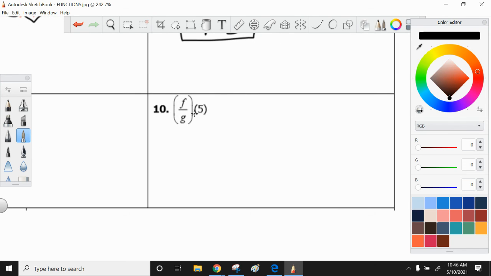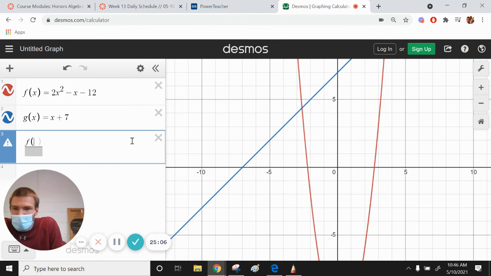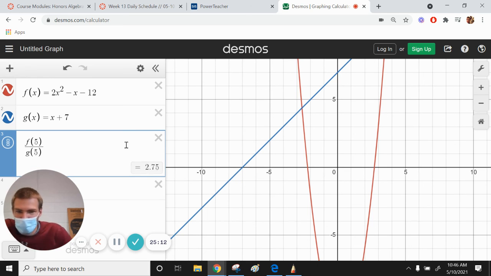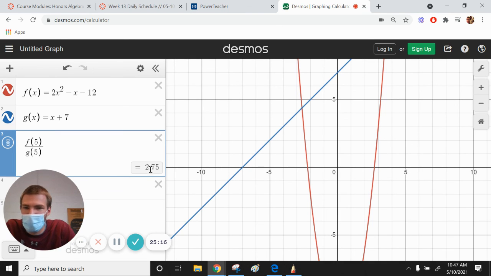F divided by g of 5. You guys know what we're doing already, right? It's f of 5 over g of 5, something like that. Sorry, I was distracted. Yep, f of 5 divided by g of 5. There you go. 2.75.